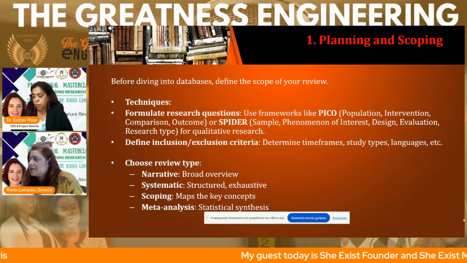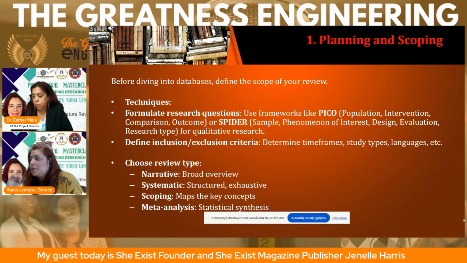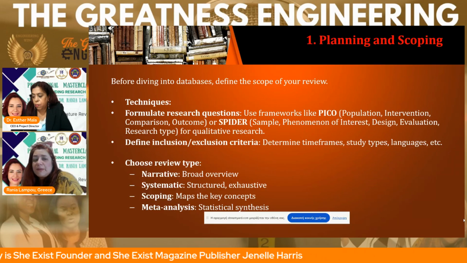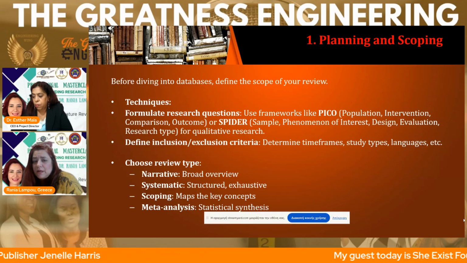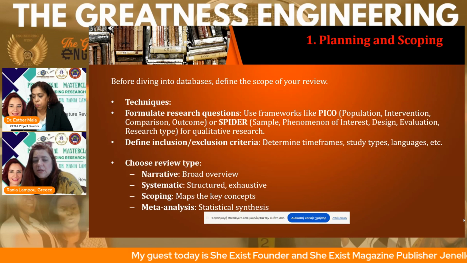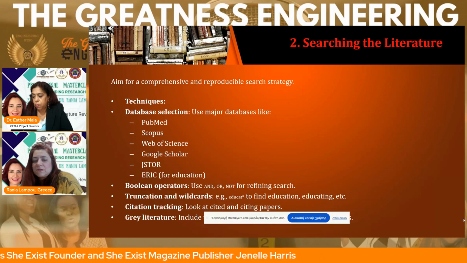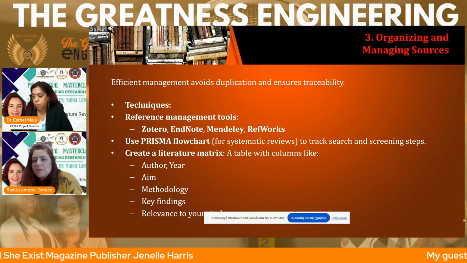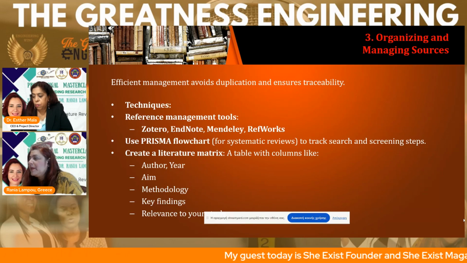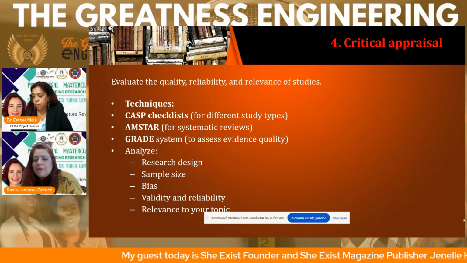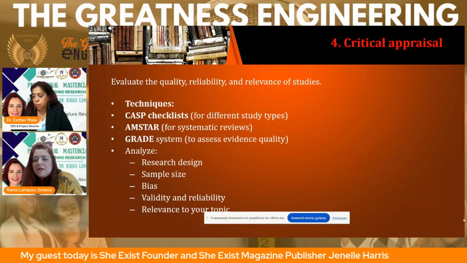So plan and scope. Before diving into databases, define the scope of your review, formulate questions, use frameworks like PICO, very popular, the Population, Intervention, Comparison, Outcome framework, or SPIDER, Sample, Phenomenon of Interest, Design, Evaluation, Research type for qualitative research. For example, search the literature, use major databases and citation tracking, as mentioned before. Organizing and managing sources, effective management avoids duplication, and the critical appraisal, evaluate the quality and reliability of studies.